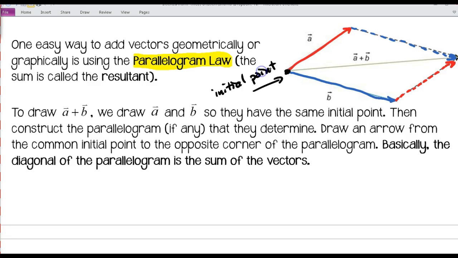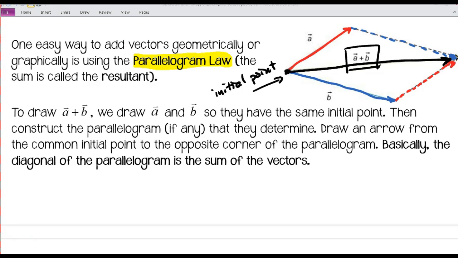Then construct the parallelogram that they determine. So here are my dotted blue and dotted red vectors to complete the parallelogram. And then we're going to draw an arrow from the common initial point to the opposite corner of the parallelogram. This is the diagonal of the parallelogram, which becomes the sum of the vectors. So here's the diagonal, and this becomes the resultant A plus B.